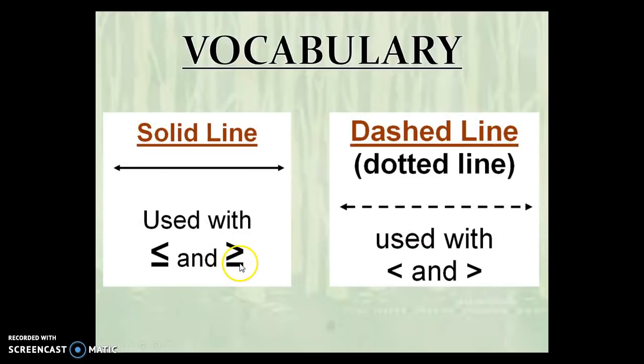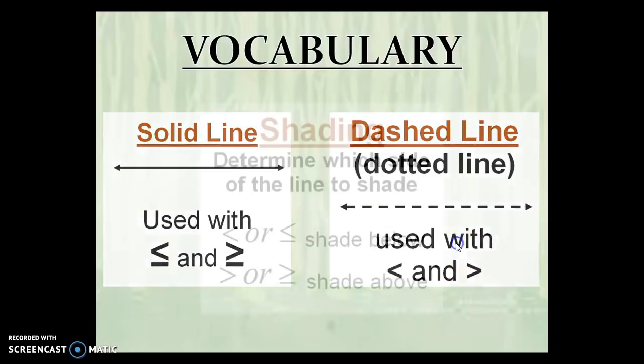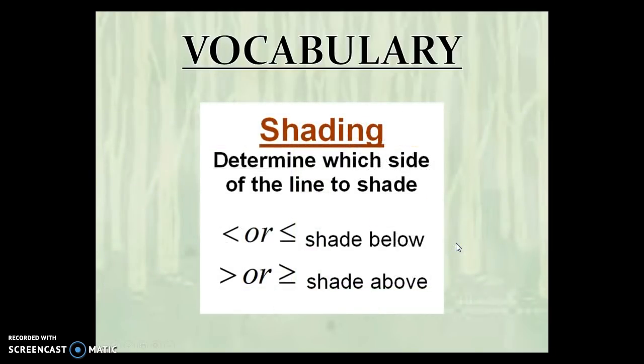If they take the time to draw the line, we'll take the time to fill it in. Dashed line is used when there's no equal sign underneath. If they don't take the time to draw the line, we just kind of dash it. Okay, so shading. If you have this, you'll shade below. If you have this, you'll shade above. So if y is the bigger one, shade above. If y is the smaller one, shade below.